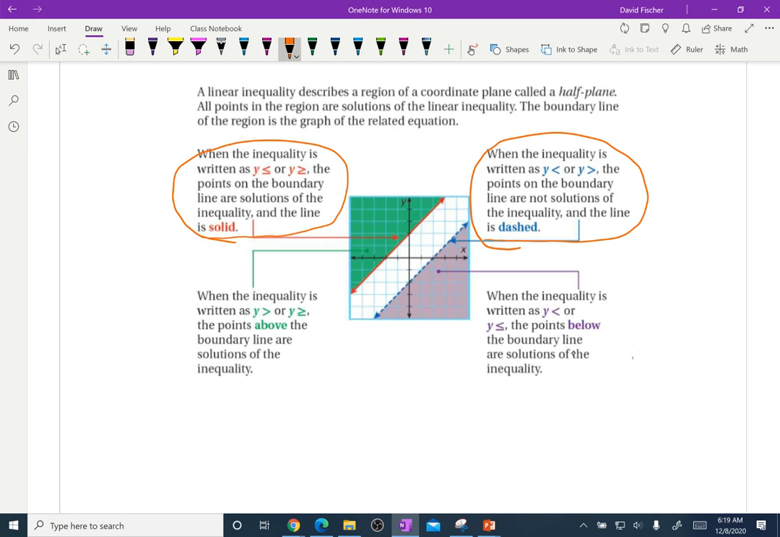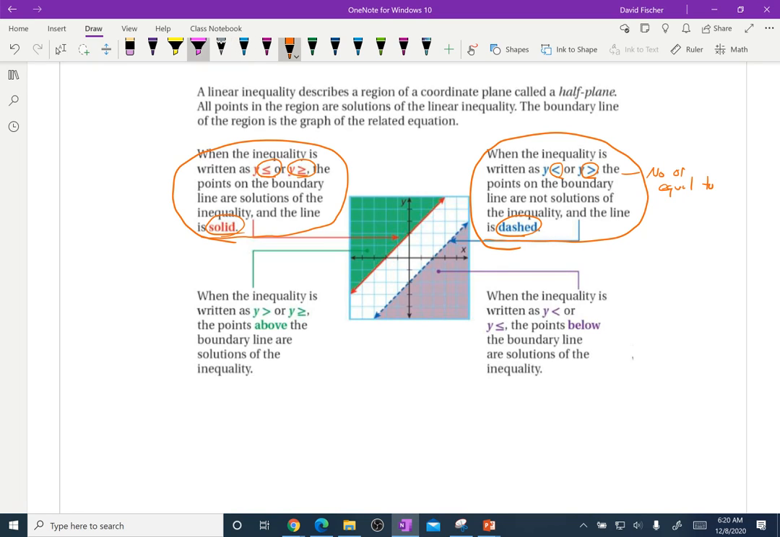But here's the deal. If we have a less than or equal to, or a greater than or equal to, it's got to be a solid line. That means it includes anything that's on that mark, called a boundary line. If we have a less than or a greater than, so in other words, there's no or equal to, then we have a dashed line, like here in this example right here, okay?